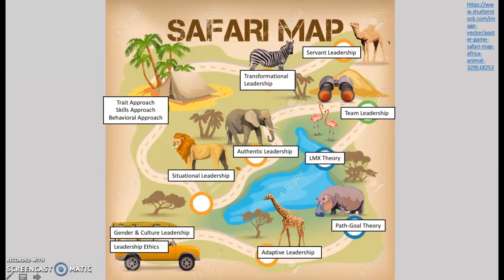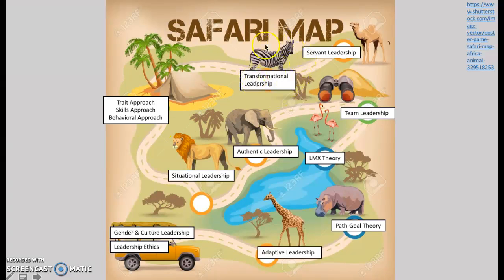To start over here at the base camp, I placed the trait approach, the skills approach, and the behavioral approach because I believe that these three approaches are the base for all the other leadership theories. The trait approach is about the specific characteristics or traits that a good leader possesses. The skills approach is about the skills that a leader has or that they can develop, and the behavioral approach is about how a leader acts.